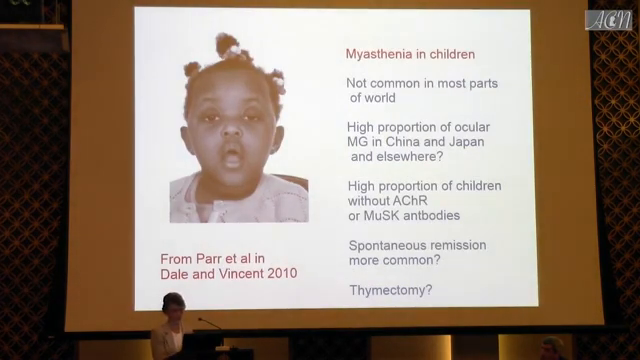So myasthenia in children, it's not common in many parts of the world, although probably a higher proportion of ocular myasthenia and childhood myasthenia in China and Japan, and perhaps elsewhere. We don't really know, we don't have enough data. There's a high proportion of children without AChR or MuSK antibodies, which of course makes the diagnosis a bit more difficult. Spontaneous remissions may occur more commonly in children than they do in adults, and the role of thymectomy, which of course is used often in adults, is really not at all clear.